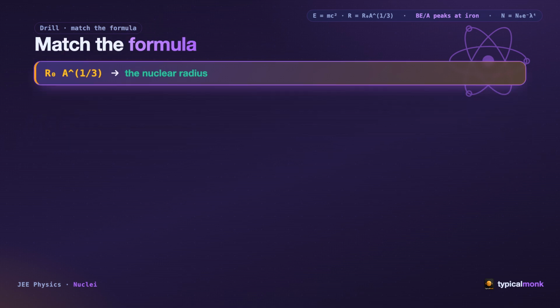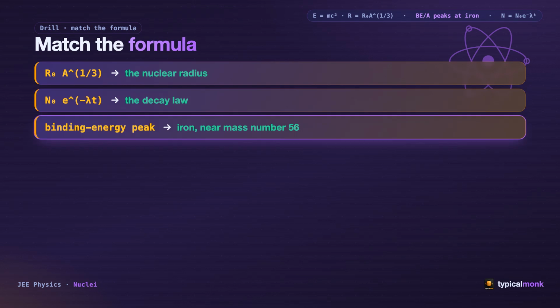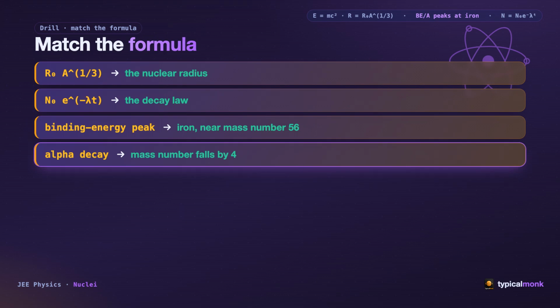Now match each formula to its meaning. R0 times A to the 1/3 goes to the nuclear radius. N0 e to the minus lambda t goes to the decay law. The binding energy peak goes to iron near mass number 56. And alpha decay goes to the mass number falls by 4. Four pairs, each worth memorizing.